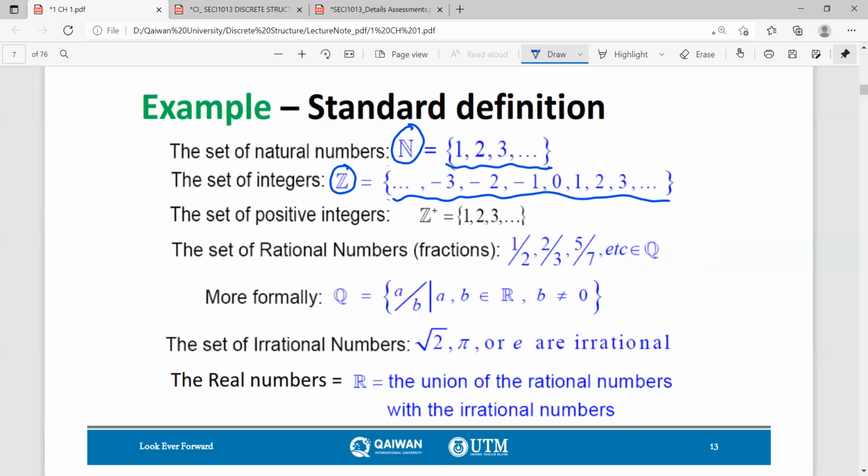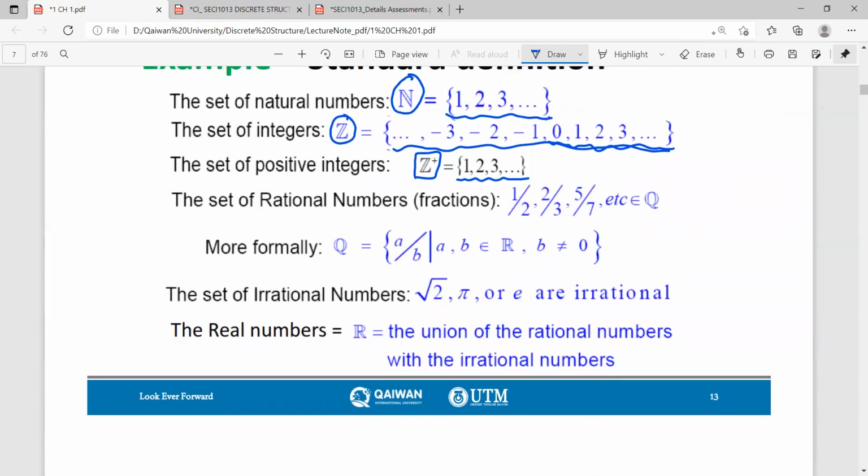Then Z positive means the positive integer numbers. What are the positive integer numbers? If you look at the previous step here, the positive ones are from 1 to infinity. This is Z positive. And Z negative are the negative ones. So Z positive is the set of all positive integers.